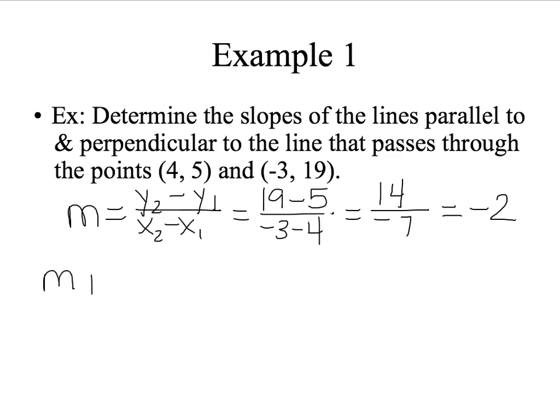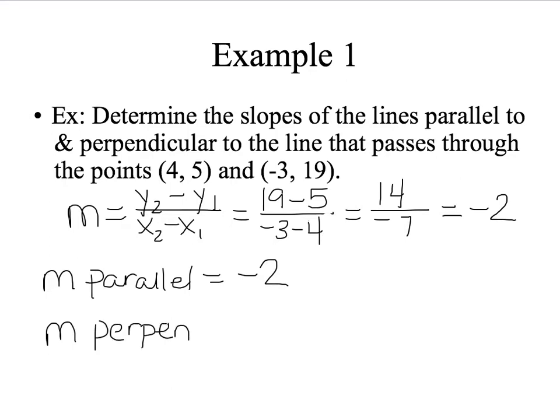So then the slope that's parallel is going to be the same thing, negative 2. The slope that is perpendicular is going to be the opposite, so it's going to be positive, and then reciprocal, flip the fraction over, so positive 1/2.